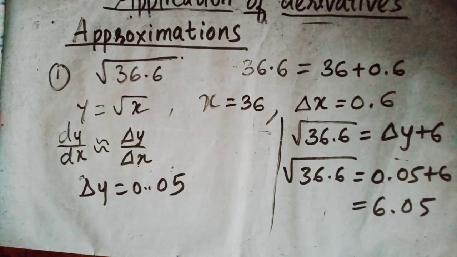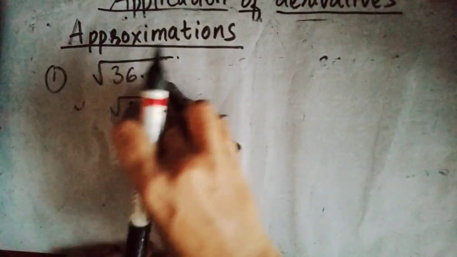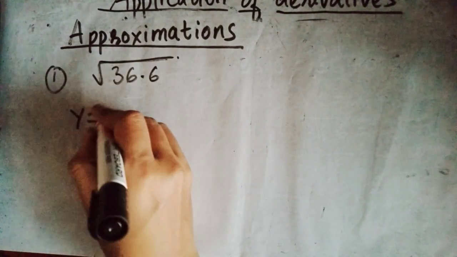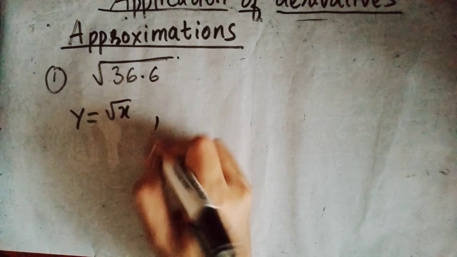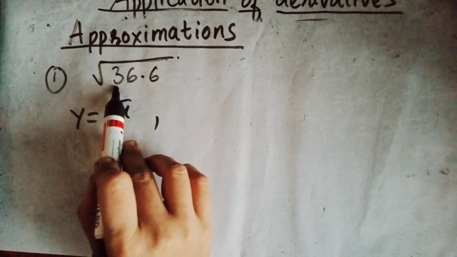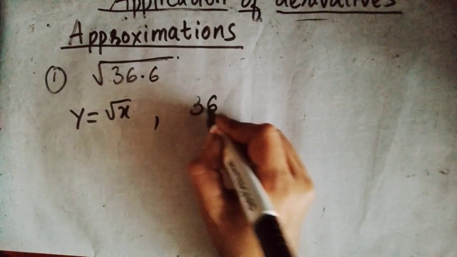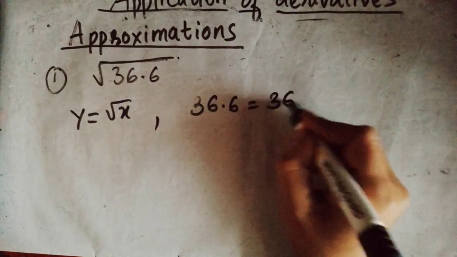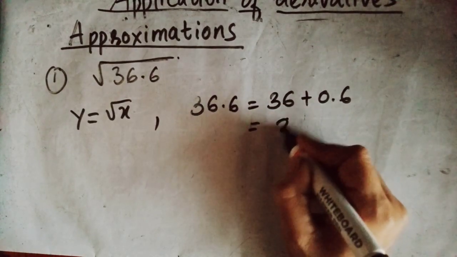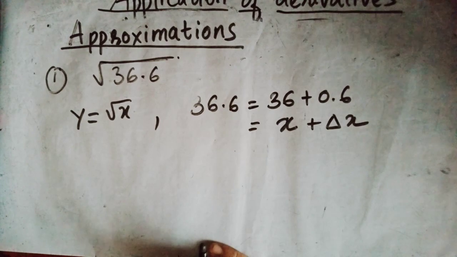So two steps you remember. First, whatever number is given, you have to consider y equal to root x. Then you have to split the number: if it is given as 36.6, you can write it as 36 plus 0.6. So this becomes your x and this becomes your delta x.